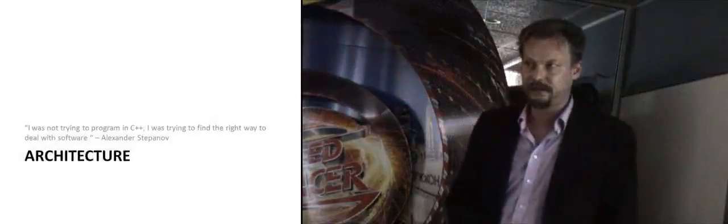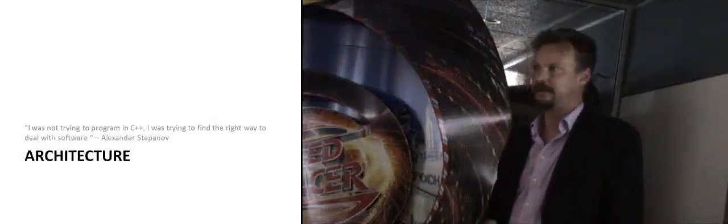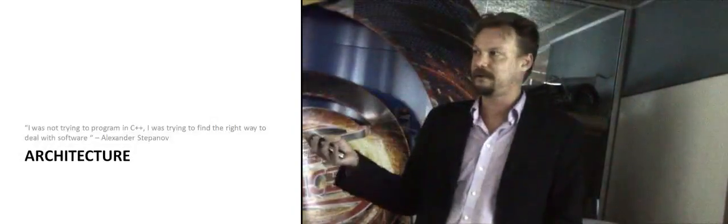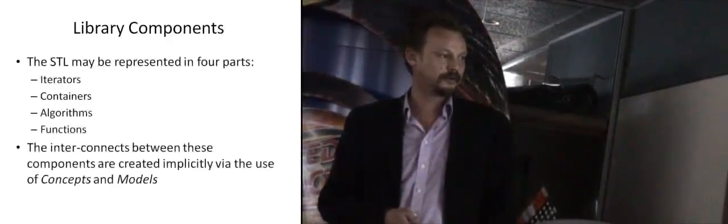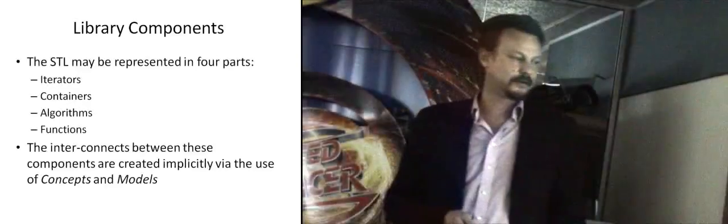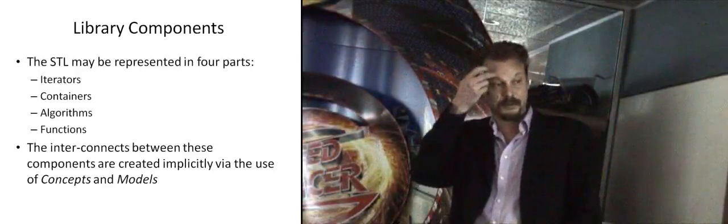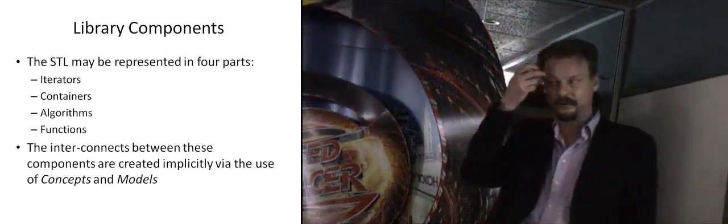So we'll get on to the architecture of STL and how it's put together. There's a quote there: he wasn't trying to program in C++, he had an idea, and he wanted to express that. So he just wanted to find a good way to deal with software and software complexity. So the components of STL: iterators, containers, algorithms, functional. The interconnects between the components are created implicitly, as I said earlier, by the use of concepts and models.